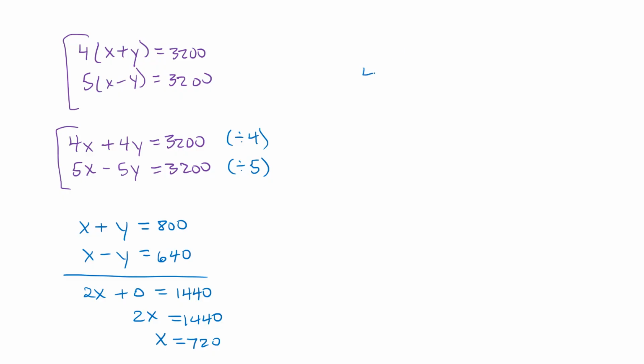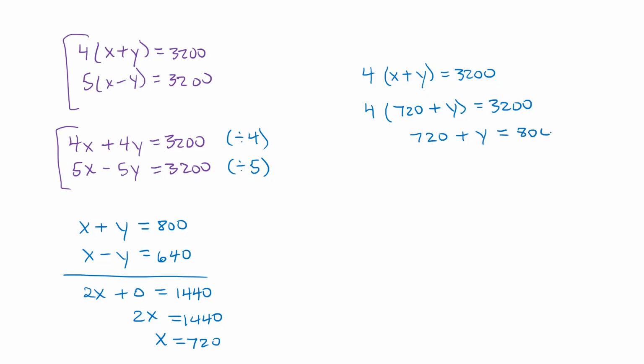Now I can substitute x back into one of the original equations, and I'll do the first one. So I'll have 4 times (720 plus y) equals 3,200. I can divide both sides by 4. So that's 720 plus y equals 800. Subtract 720, so y equals 80.